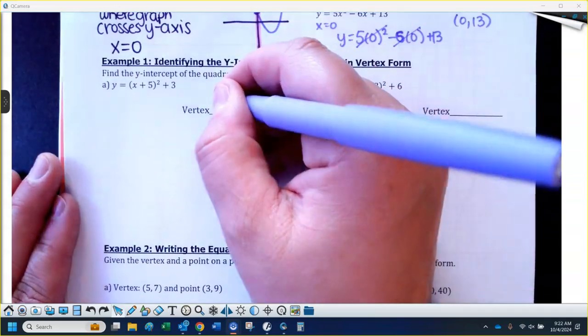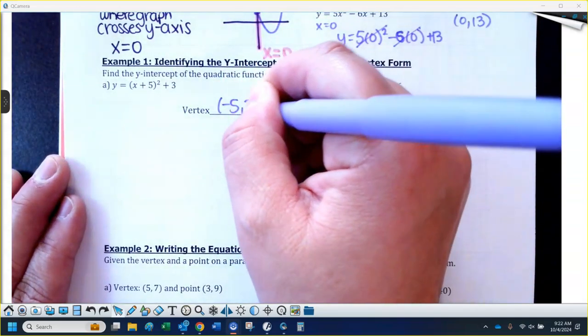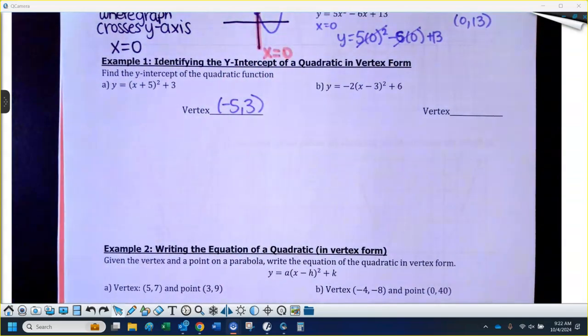Jonathan, what would you think? -5, 3. Just your opposite copy. Now, I had people on the quiz who just wrote down that 3 was their y-intercept, but that's not true. How would I find the y-intercept if I have vertex form? Rudy, what do you think? You would need to turn it into standard form and then plug in 0 for x.